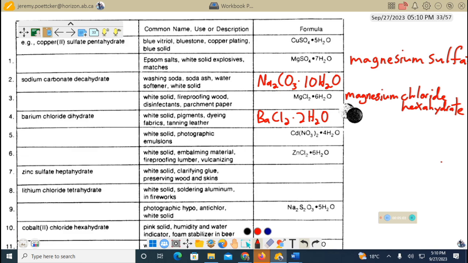Then the next two I'll just read. Cadmium nitrate tetrahydrate. So again, you're using tetra there. Zinc chloride hexahydrate. Zinc sulfate heptahydrate, ZnSO4.7H2O. Lithium chloride tetrahydrate, it's going to be LiCl.4H2O. That should be enough to keep you going on those ones and make sure you're on the right track.